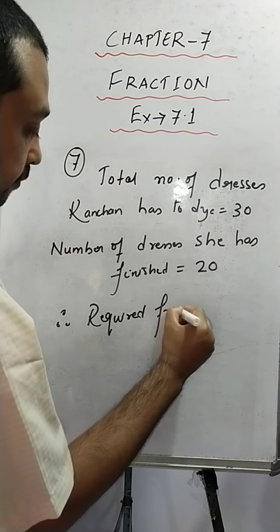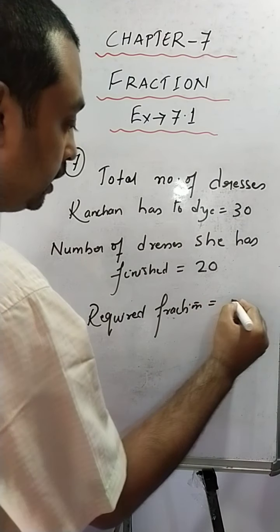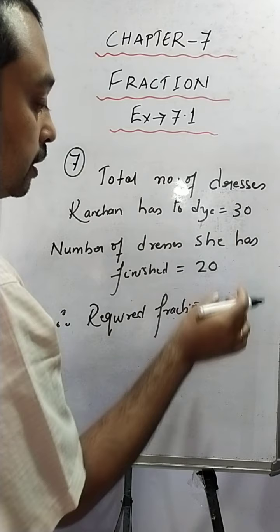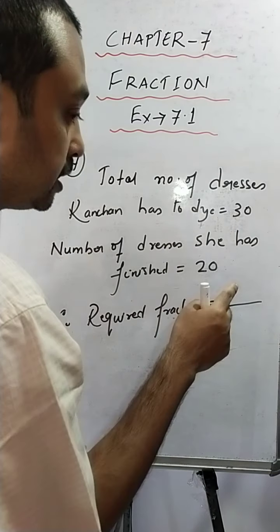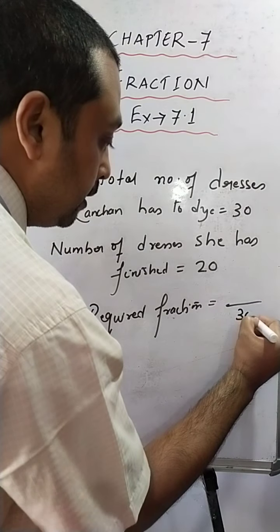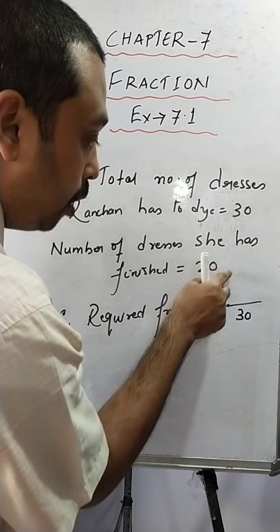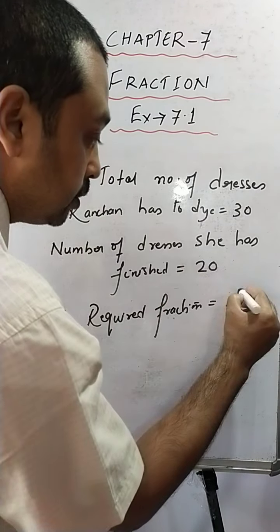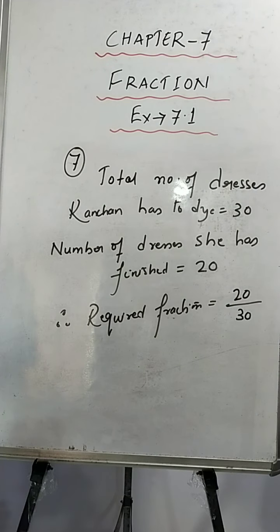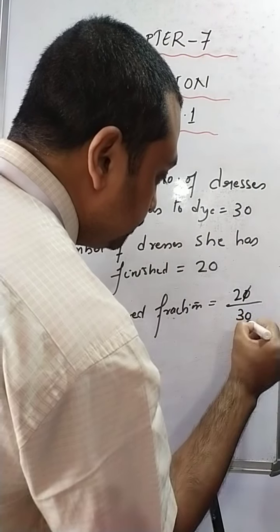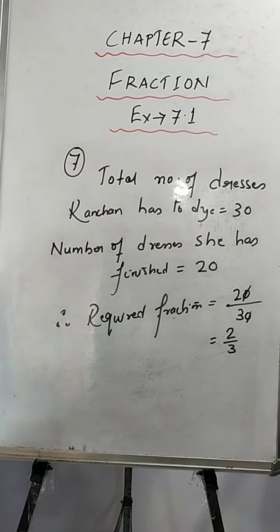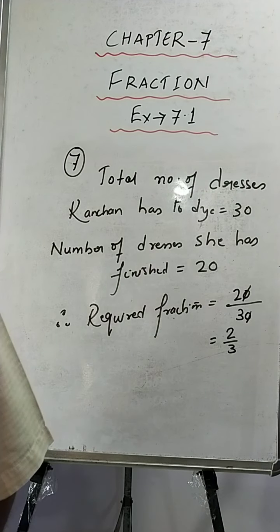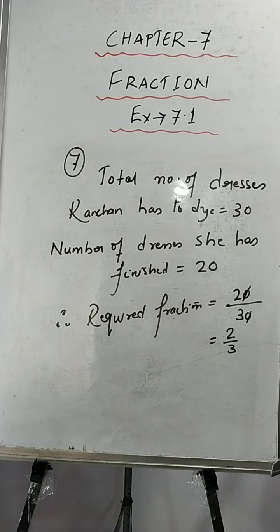So the required fraction would be, always the total number is represented by the denominator. Fine. So the total number of dresses that she has to dye is 30. And out of 30, how many has she already finished? 20. So this is what they are asking. Now reduce this by cancelling the zeros. So the final fraction will look like 2 upon 3. So this is your required answer for question number 7. Now let's move on to sum number 8.